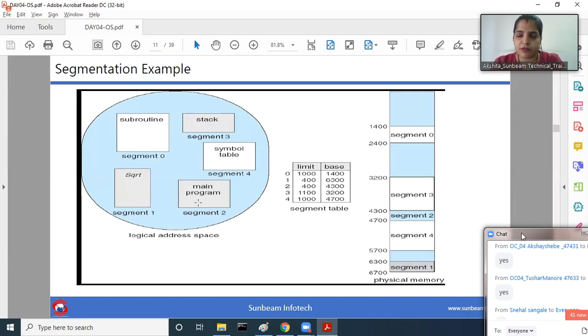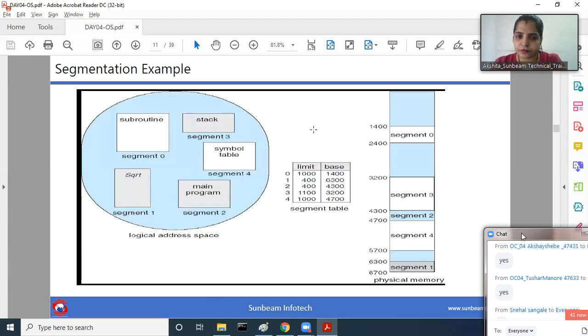Segment 2 has the main program. Segment 3 is working on some stack related applications. Segment 4 is working on the symbol table. So, logically related data is kept in one segment. That is the first point. Segment 0 requires, let us say, a total size of 1000.